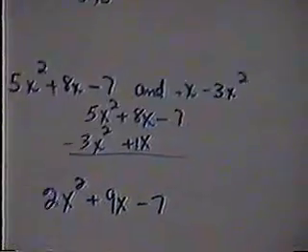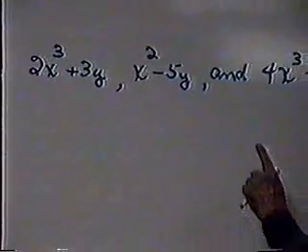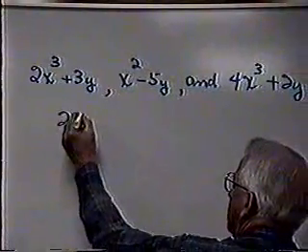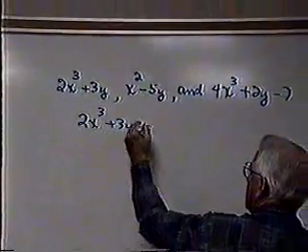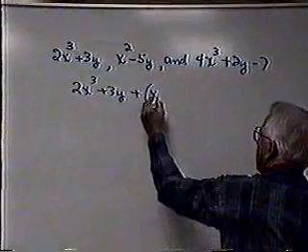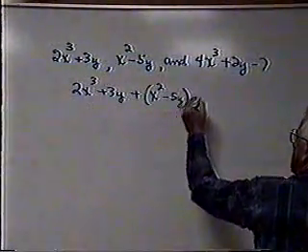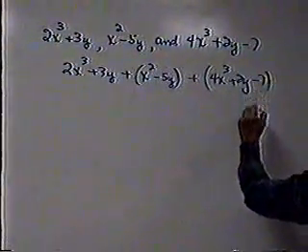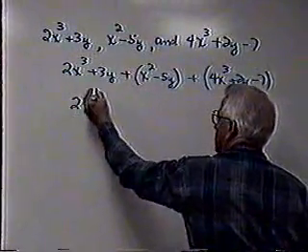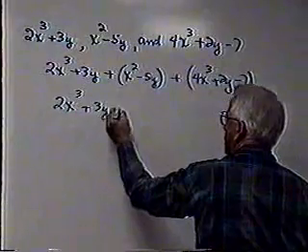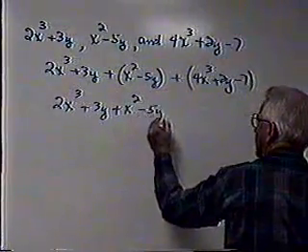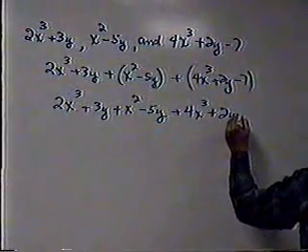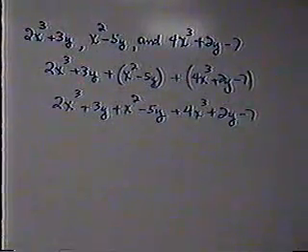All right, let's look at the next example. Okay, we want to add 3 of these together, all right? Well, let's just write them all down then. We can write down 2x cubed plus 3y added, we'll write x squared minus 5y added 4x cubed plus 2y minus 7, and we remove parentheses, so we'll have 2x cubed plus 3y plus x squared minus 5y plus 4x cubed plus 2y minus 7. Get rid of all the parentheses.